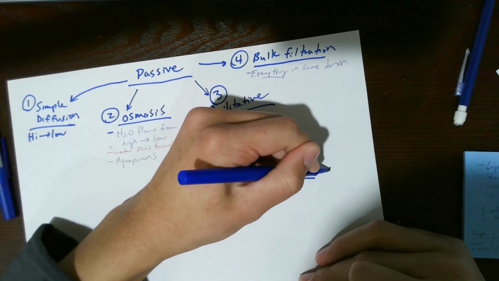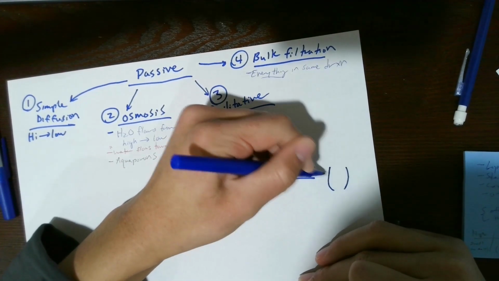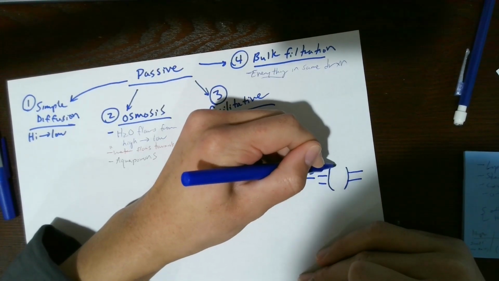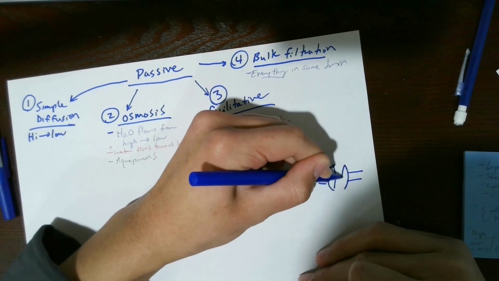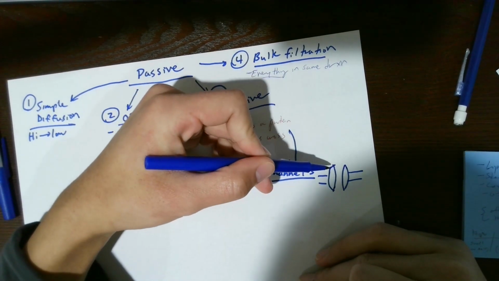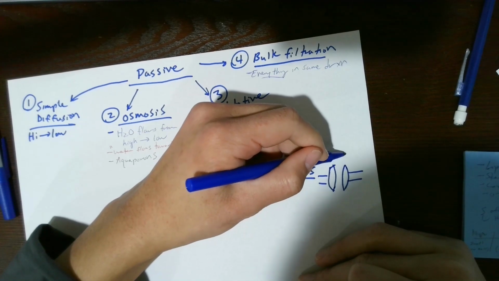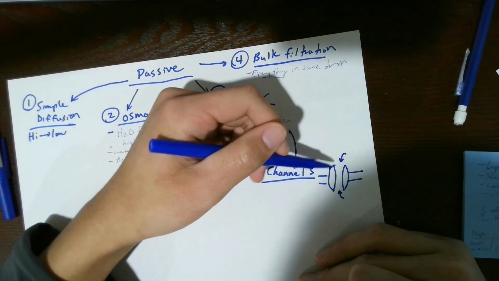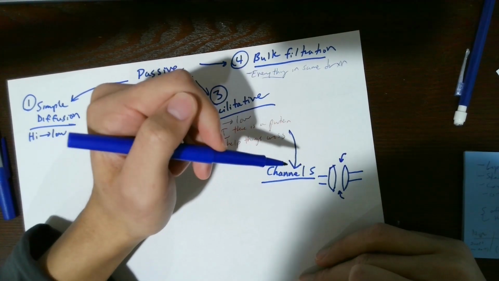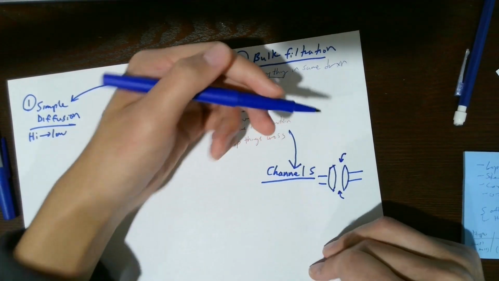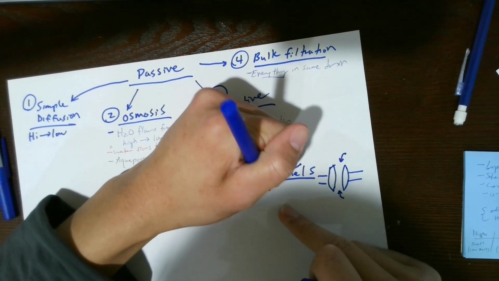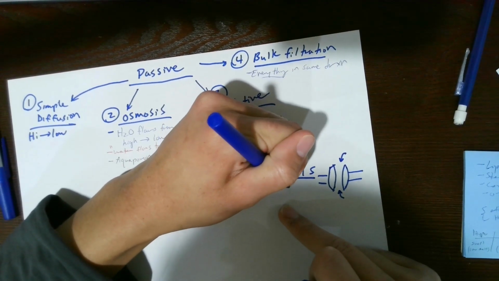Alright, a channel is something that looks like this. It's in the membrane, so here's the membrane. And when it's open on both sides, it's open on the top and it's open on the bottom. But the key distinction with a channel is that when the channel is open, both sides are open. When we're talking about channels, a lot of times we're talking about an ion channel.